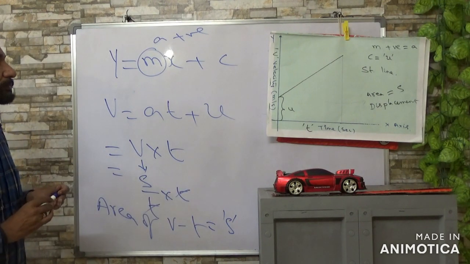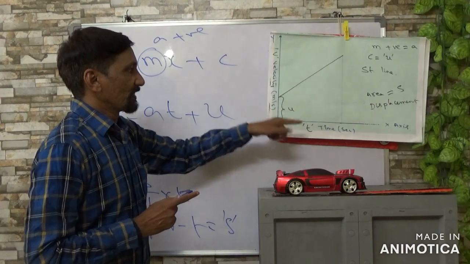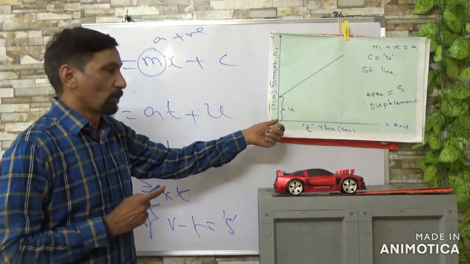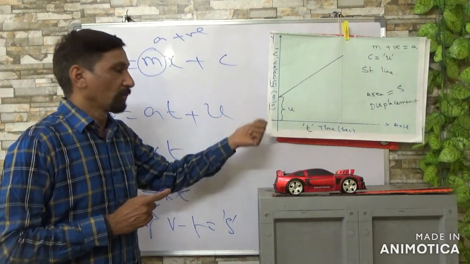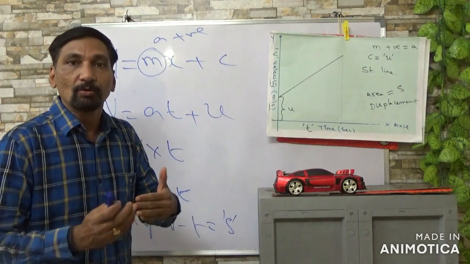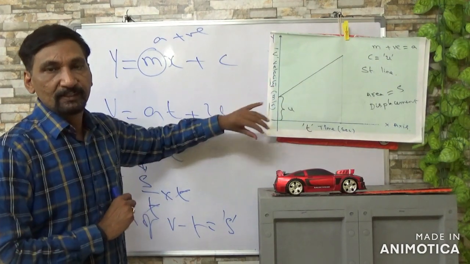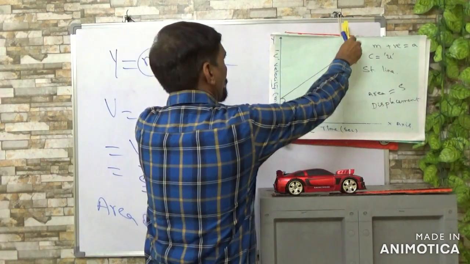Okay, so V versus T, nature of the graph is a straight line, not from origin. So the previous one was from origin, that is it started from rest. Over here it is having some velocity in the beginning, right? Next concept.